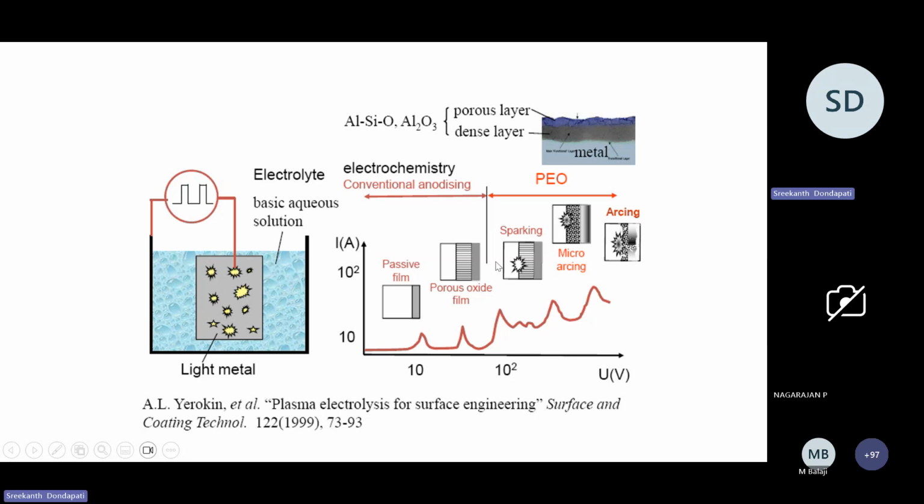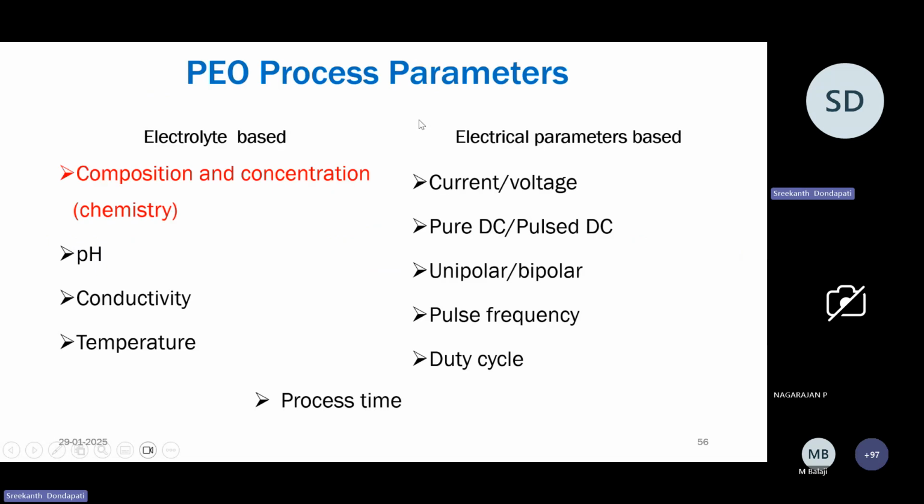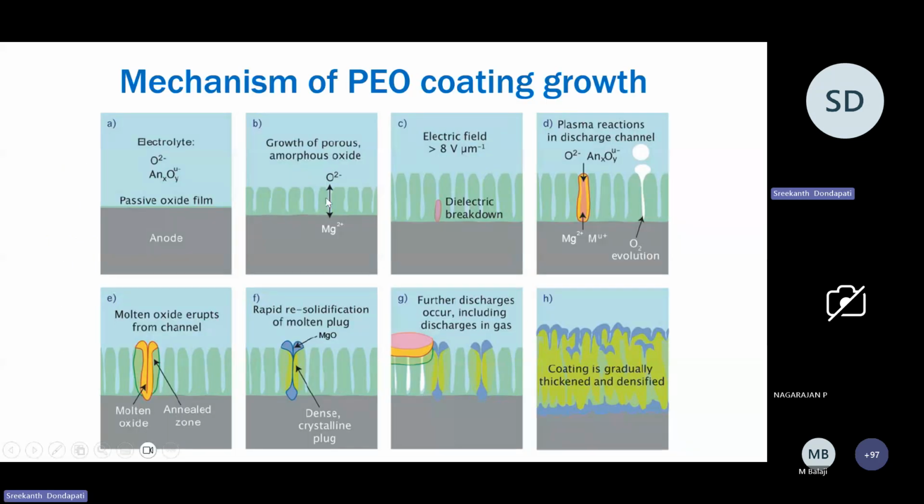Then beyond a certain voltage, you will start seeing sparking or arcing on the surface of this material. That's when the dielectric breakdown of this passive film happens, and the surface starts arcing. This continues until the whole surface is covered with oxide, and finally you end up with a uniform coating on the surface. These are the steps: the growth of porous oxide, and then dielectric breakdown.